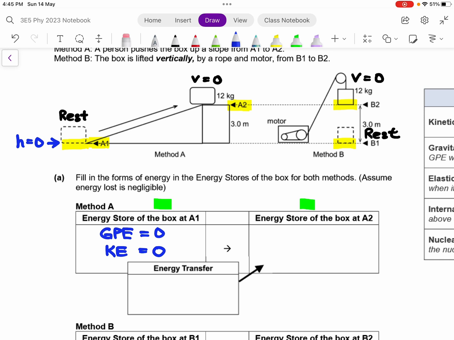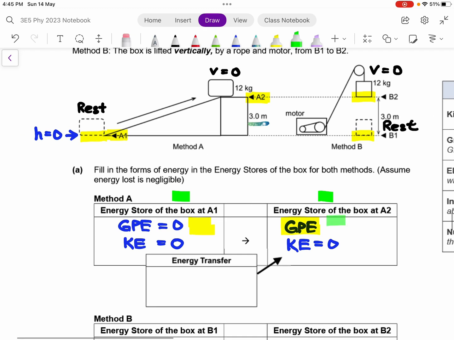Then after that, at A2, is there GPE? Definitely, right? Because now I have height. As you can see here, I have 3 meters higher than the normal. But do I have any KE? No, right? Because my velocity is 0. So I know that kinetic energy is 0. So looking at this, I would be asking myself, at my final state, I actually have more energy than my initial state.